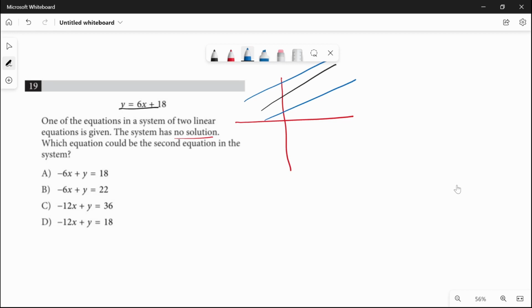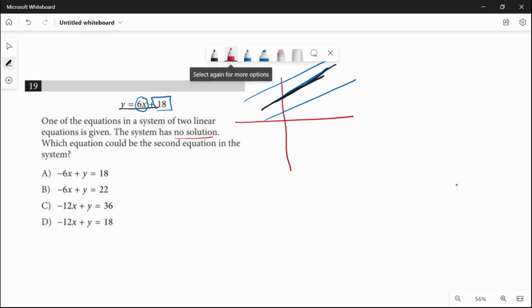In order for the two lines to be parallel, they should have the same slope. So we are searching for linear equations that have a slope that's equal to 6. But they do not have the same y-intercept. So we cannot choose an equation that has a y-intercept equal to 18. Because if we choose an equation that has a y-intercept equal to 18 and a slope equal to 6, we will have two similar linear equations. And in this case, we will have infinitely many solutions.